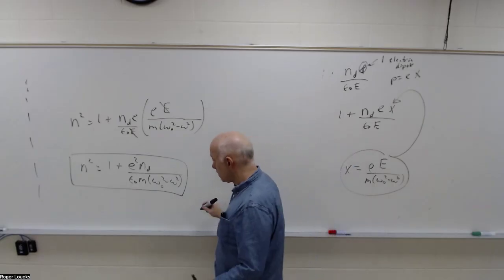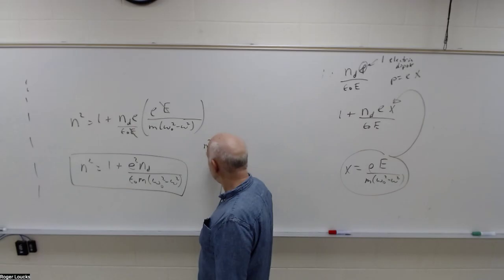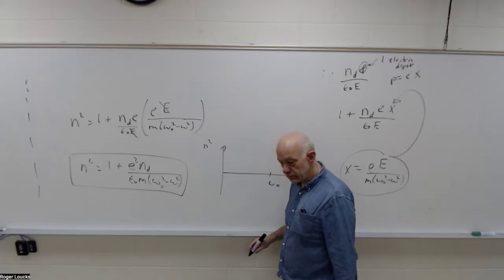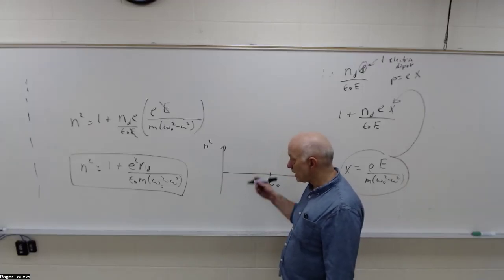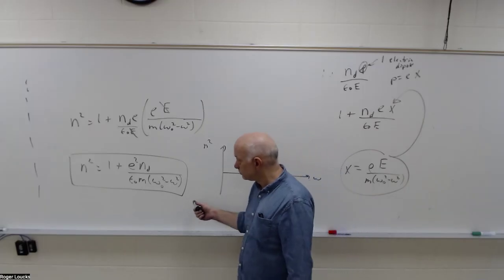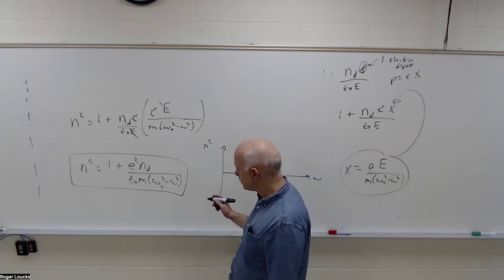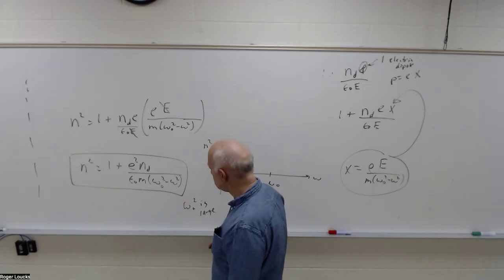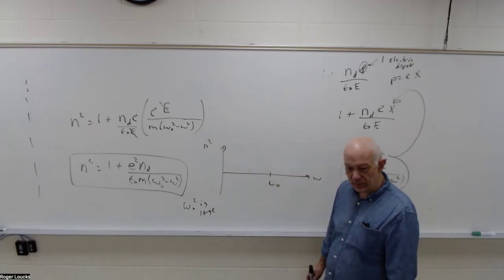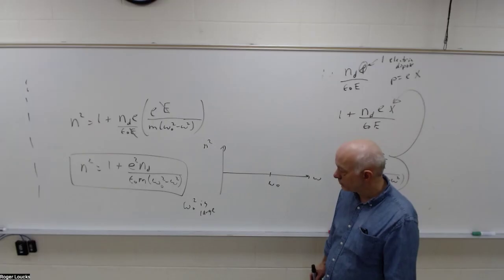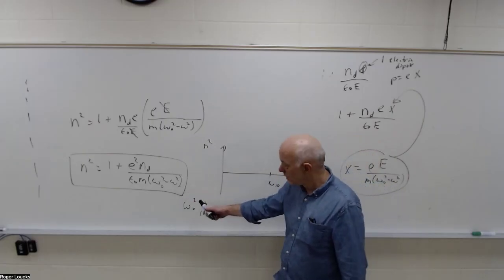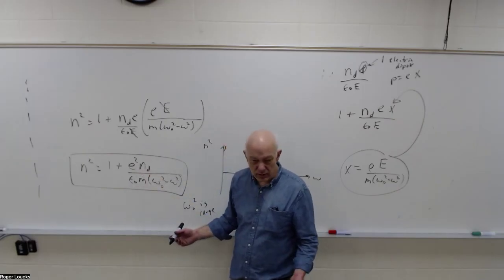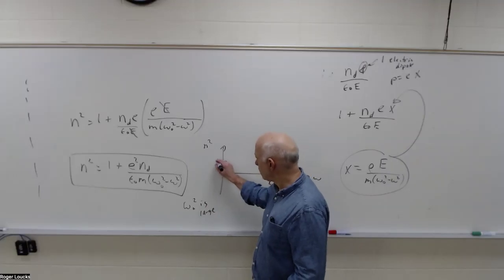Okay, so this first one. If I plot n squared, this is omega, and here's omega naught. Let's say that omega naught squared is large. What's going to happen here? As you approach omega equals 0, this is large, so this term is going to be 1 over omega naught squared, pretty small. So what are we going to have here? Your n is going to be basically 1.